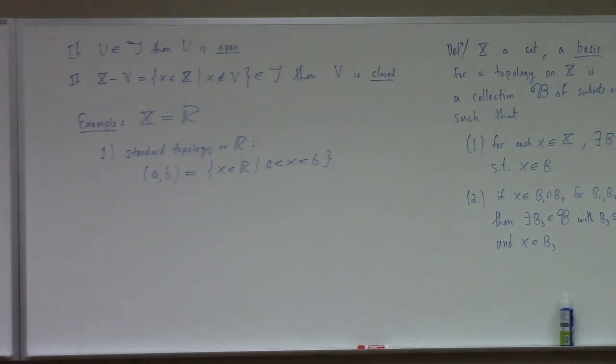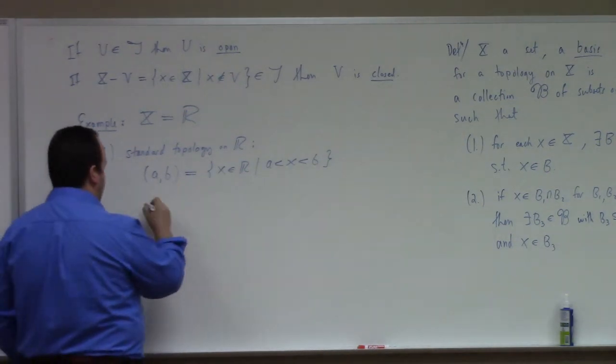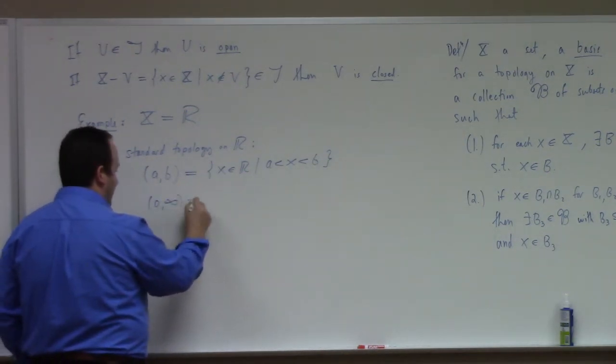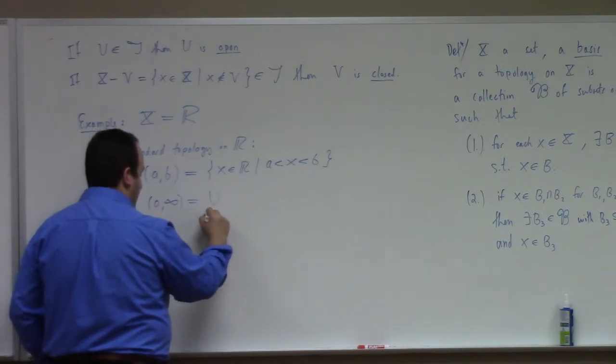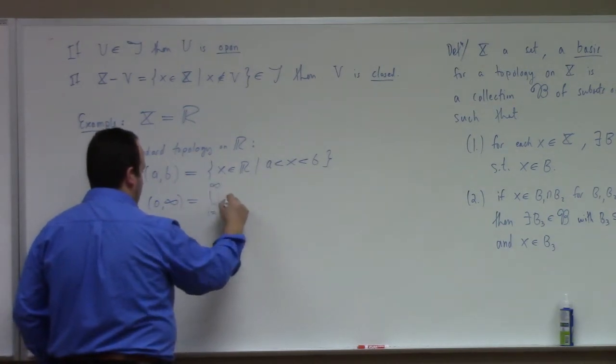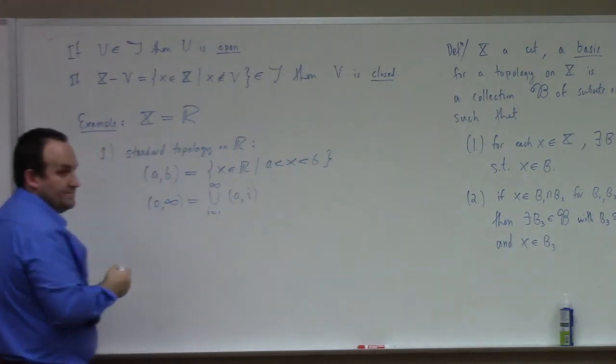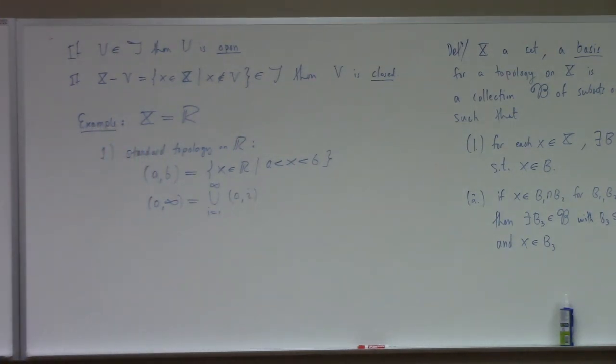Now you may need to take an infinite union to get certain things that are open. An open ray to infinity is an open set with respect to the standard topology. If I want 0 to infinity, I can realize that as the union, i equals 1 to infinity, of (0, i). You can prove that those sets are equal, and since (0, i) is in the basis, the union of those is open. So, for example, that's open.